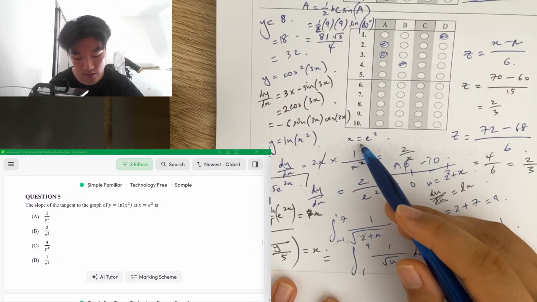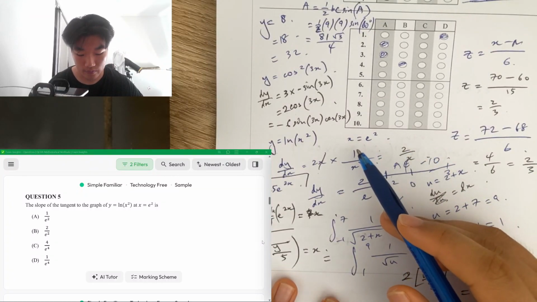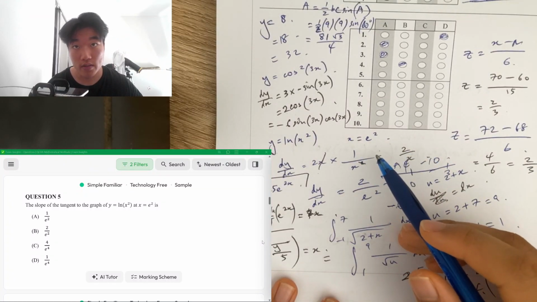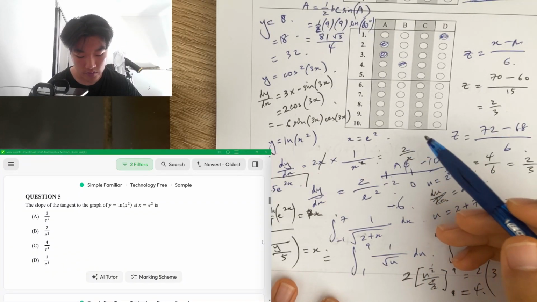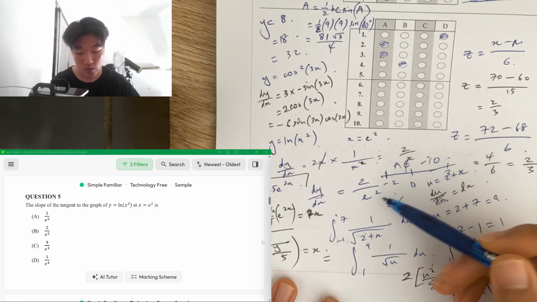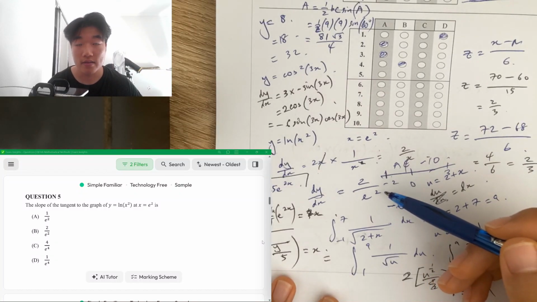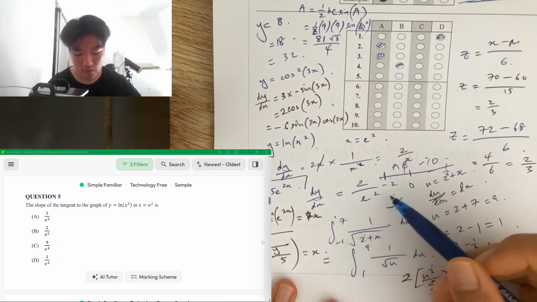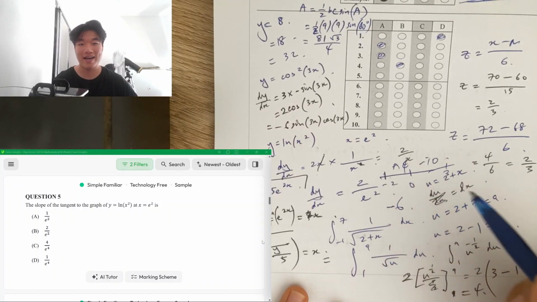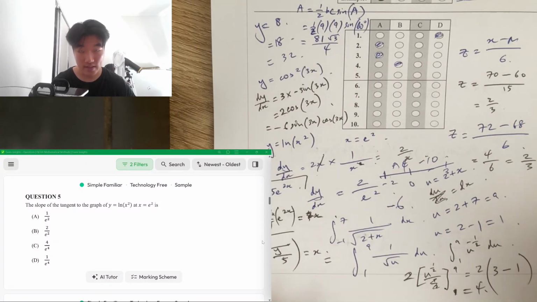Okay, then we sub in the x value at the point, at x equals e squared, so it's 2 over e squared. That's the derivative at x equals e squared, and therefore it's also the slope of the tangent at x equals e squared.